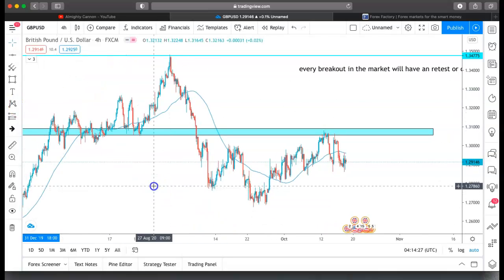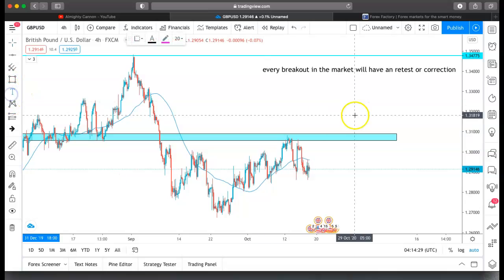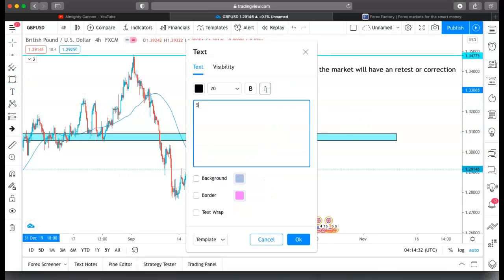I'm just going to go ahead and type that out for everybody. Support equals floor. So we're going to have a resistance. Resistance equals ceiling.